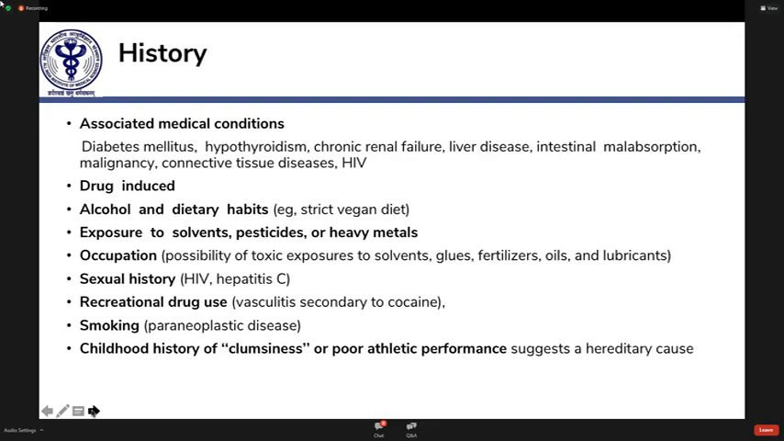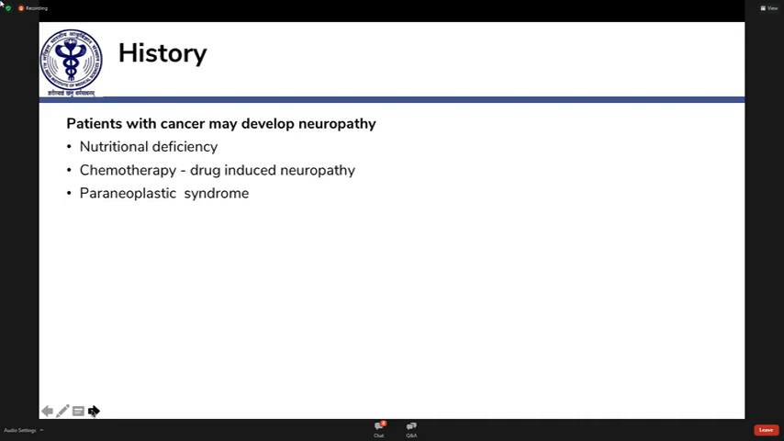If there is a childhood history of cancers or poor athletic performance, we should think of a hereditary cause. It may not be all neuropathy, it could be myopathy also. In a patient with cancer developing neuropathy, the three most common etiologies are a nutritional deficiency, a chemotherapy-induced or drug-induced neuropathy, or a paraneoplastic syndrome.